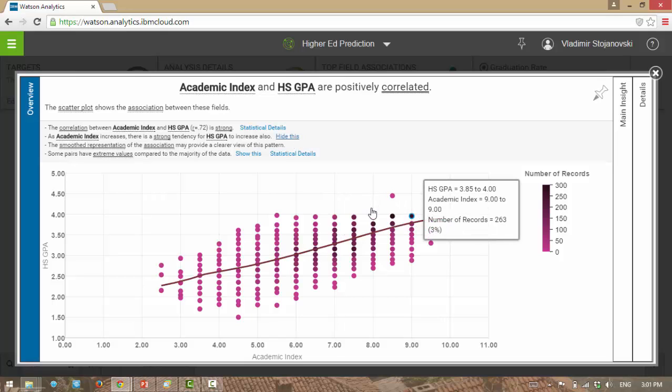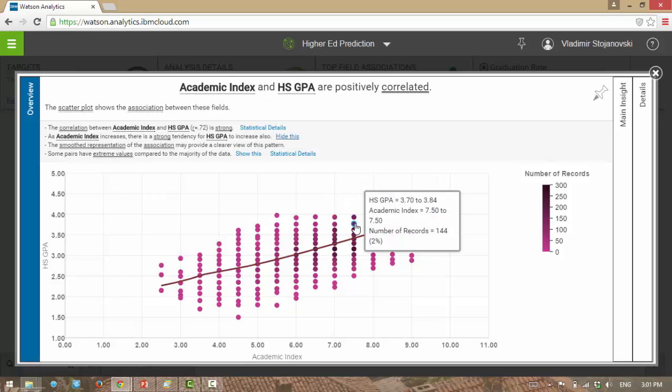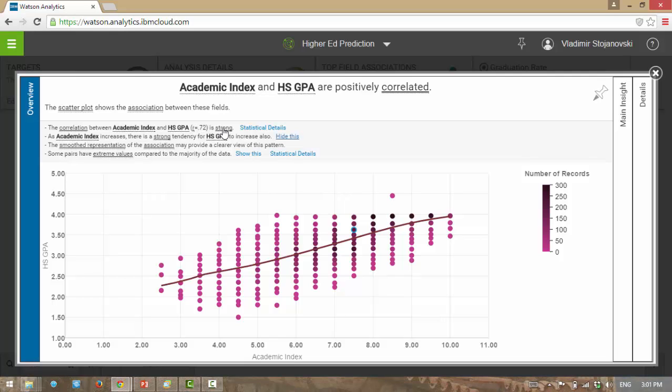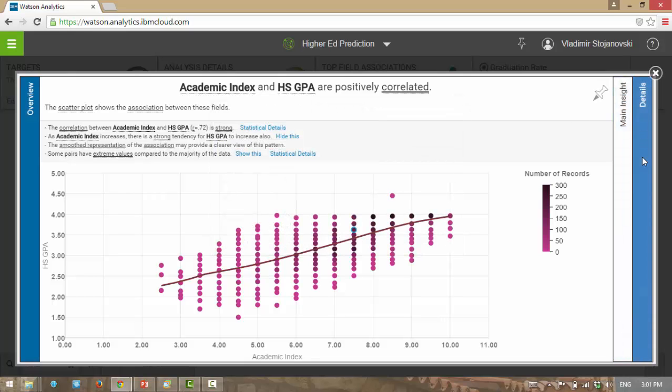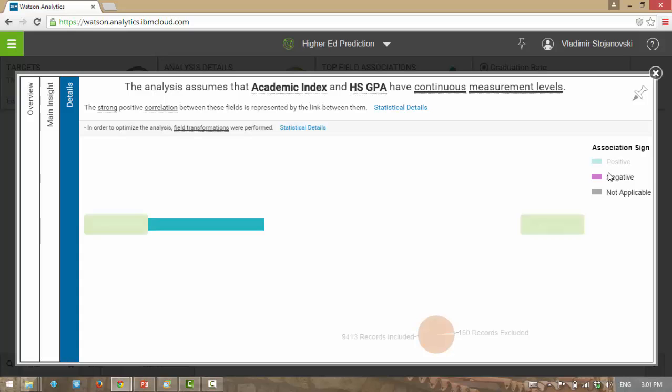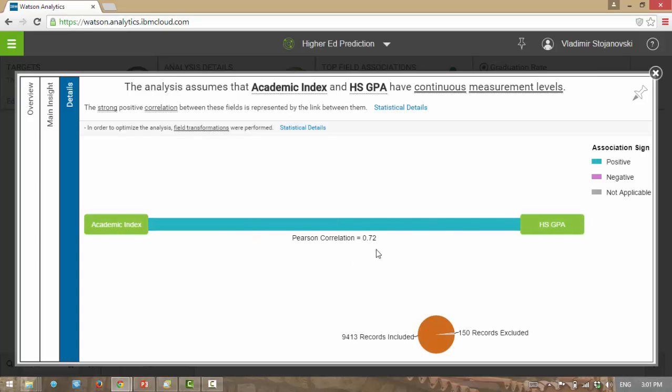And the good news here is that the darker points have a higher number of records and they seem to be scattered at the upper right quadrant of our chart. So most of our students have a high academic index and have a high school GPA. We can see that there is a strong correlation here. It's a strong positive correlation, and by clicking on these underlined terms, Watson Analytics can explain what they mean. We can also get the statistical details behind every one of these findings, or view the details behind the correlation. So it's a pretty strong positive correlation, meaning that as one goes up, the other one tends to go up as well by this factor.